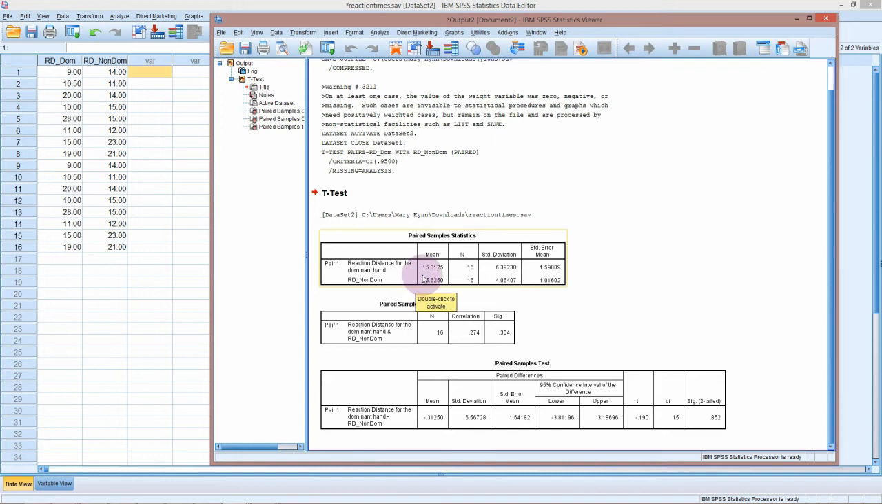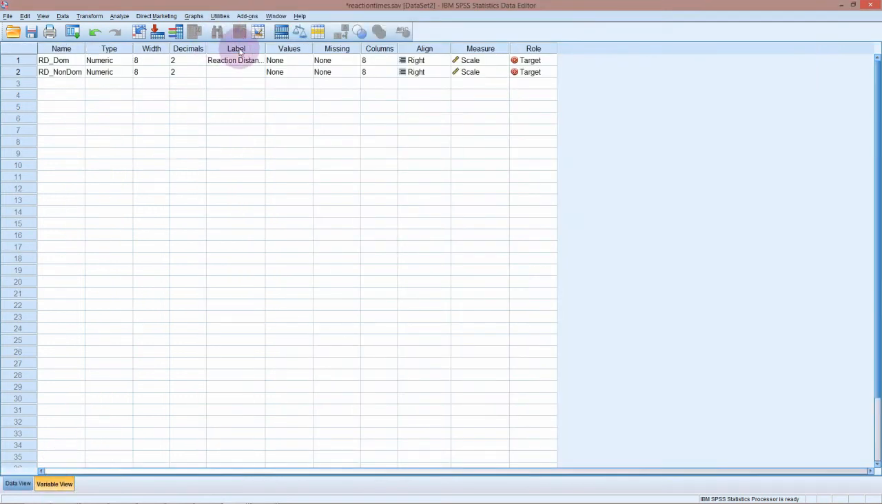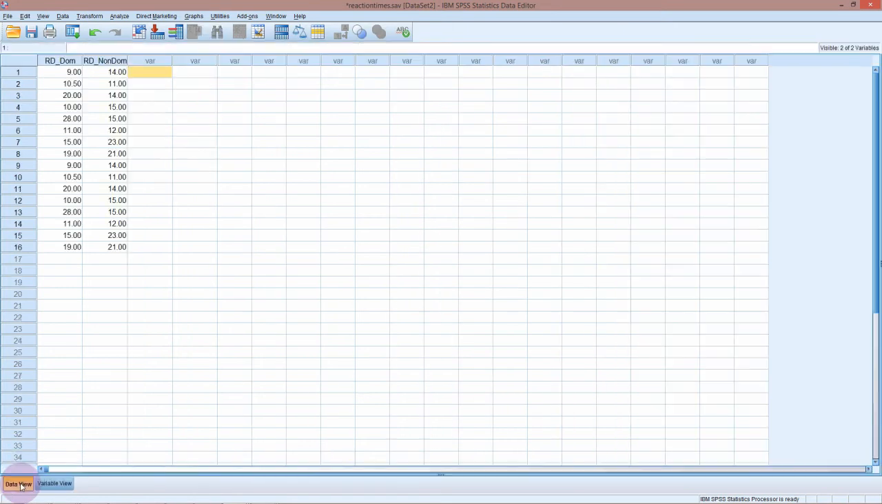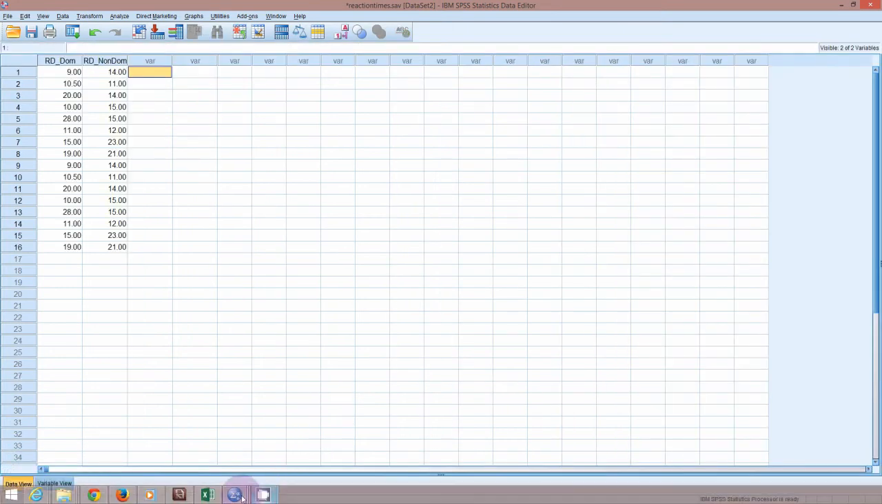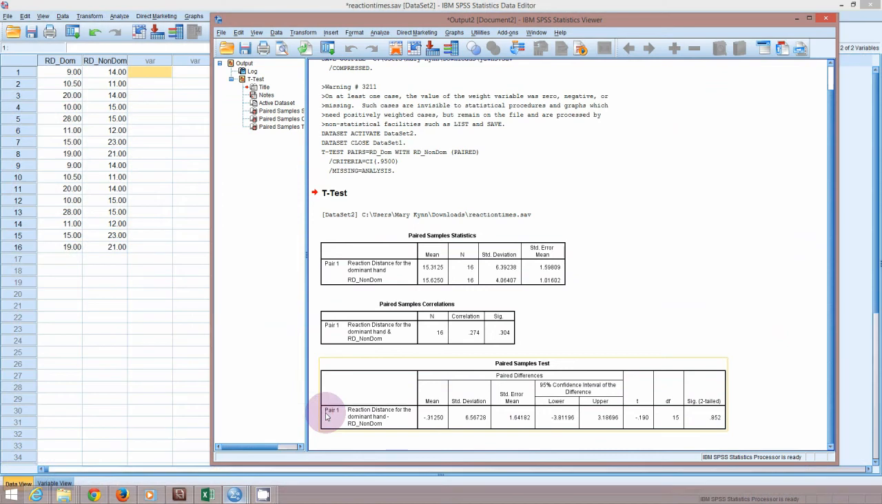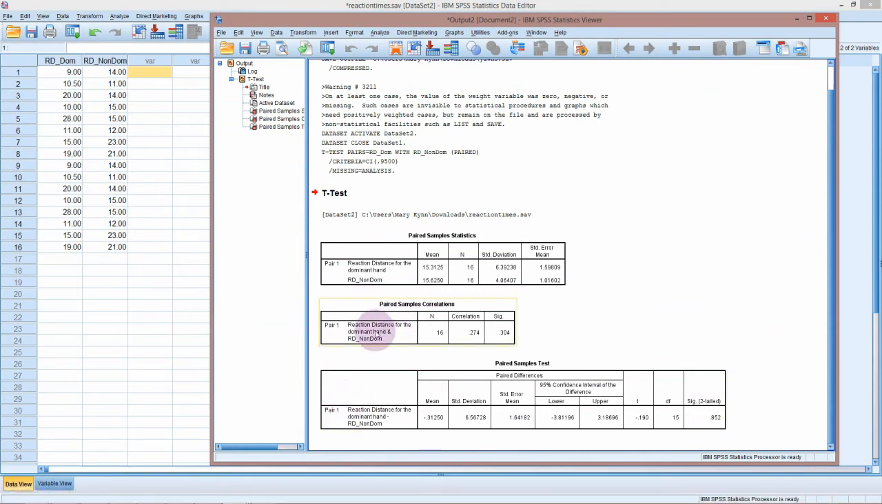So the mean reaction distance for the dominant hand, it looks like I only wrote a label in for one of these, which is a little bit odd, so it's coming up differently. If I go into the variable view, you can see that I wrote a label for one of them and then must have lost interest and didn't bother writing a label for the second one. You're not allowed to lose interest for your projects. Write a label for both of them. So I only wrote a label for one, which is why it's showing up a little bit oddly.